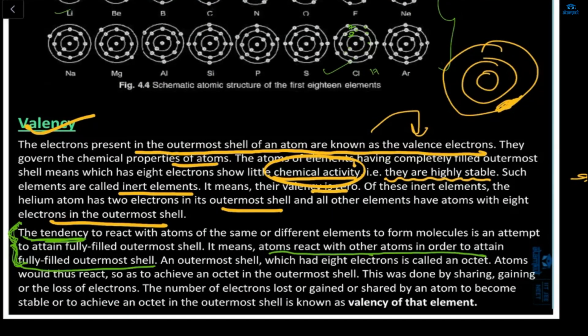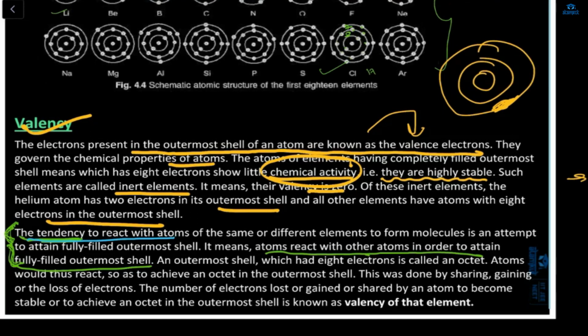Yes. Okay, and this line says that the tendency to react with atoms of the same or different elements to form some molecules, like H2O, hydrogen and oxygen, is an attempt to attain a fully filled outermost shell. So it means that atoms will react with other atoms in order to attain the fully filled outermost shell. Now can you tell me the meaning of this statement?